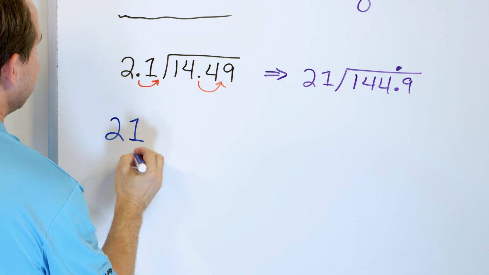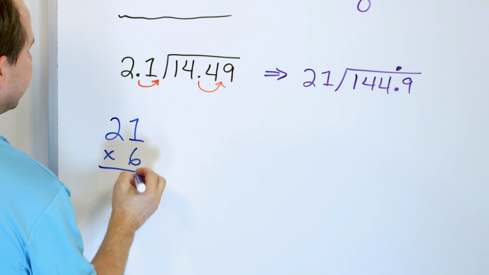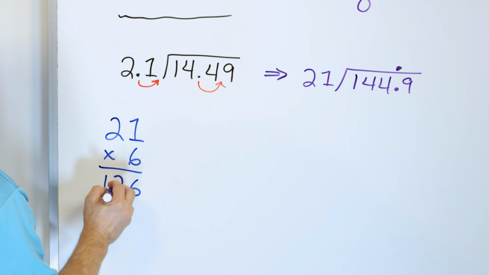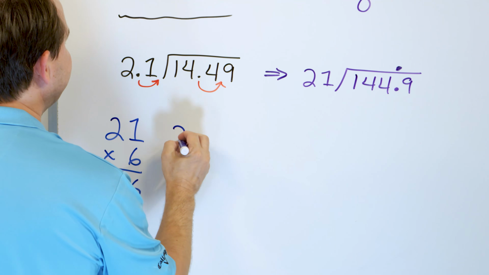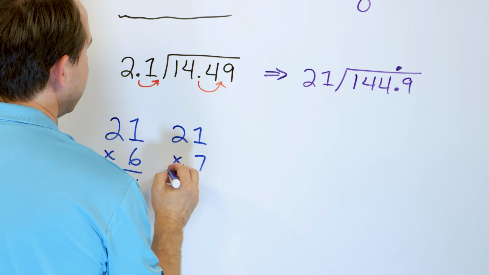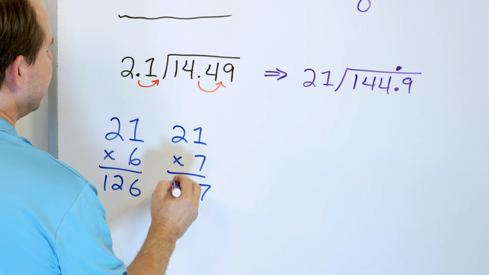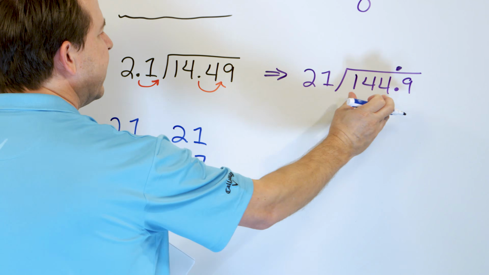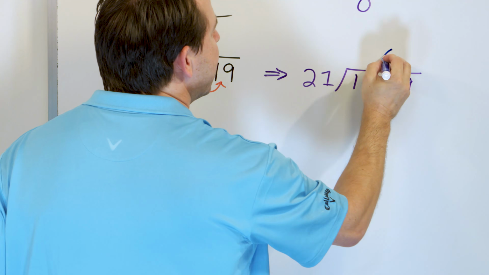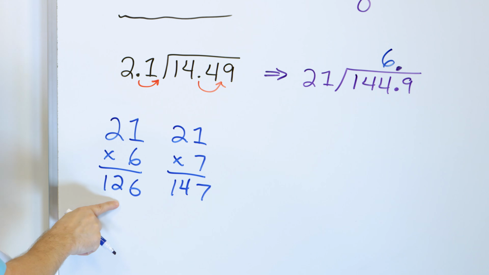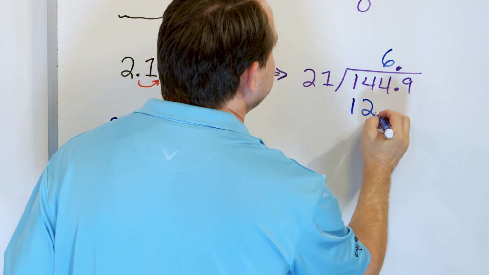Let's just try 21 times 6. 6 times 1 is 6. 6 times 2 is 12. So 126, pretty close to 144. Let's just try 21 times 7. 7 times 1 is 7. 7 times 2 is 14. That's 147. That's a little bit too big. So it actually goes 6 times. And we just said that 21 times 6 is 126.